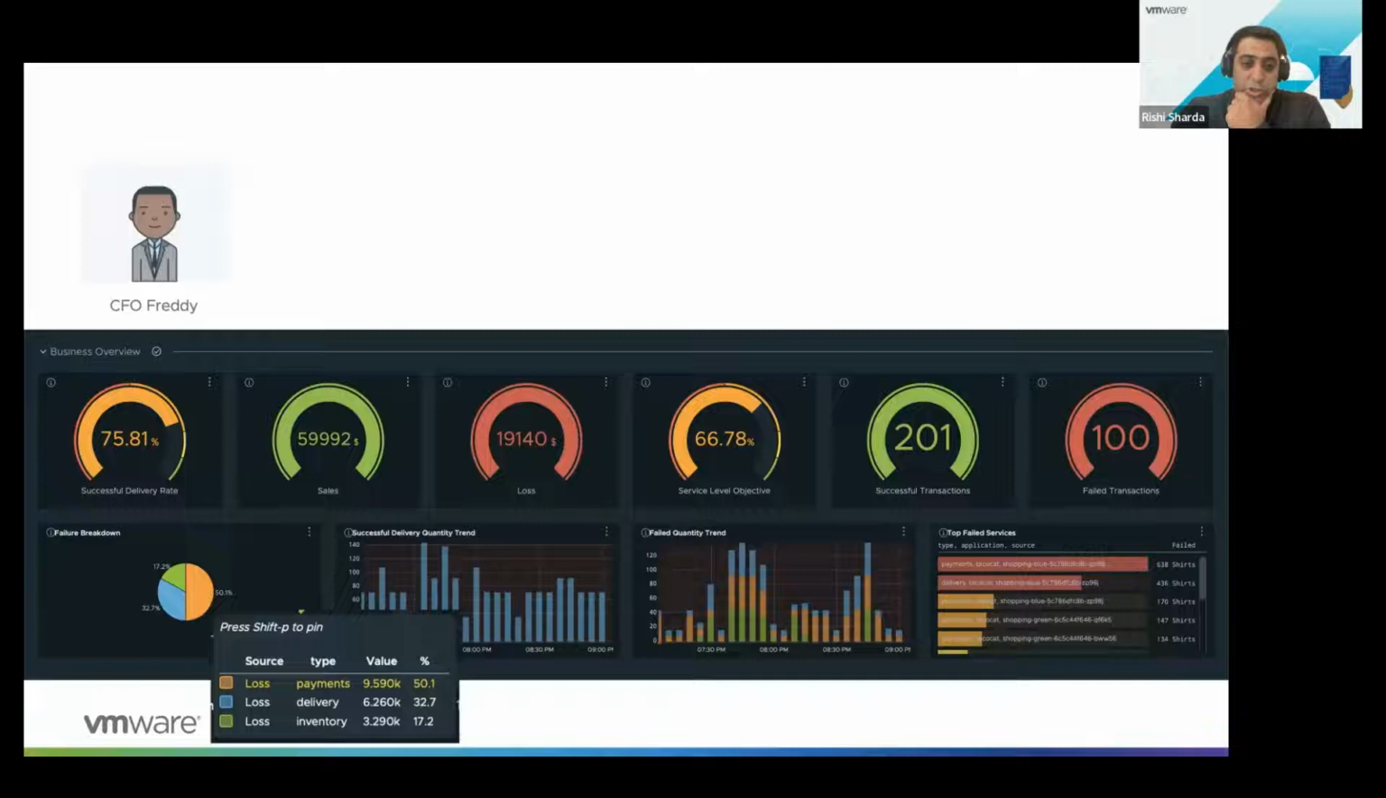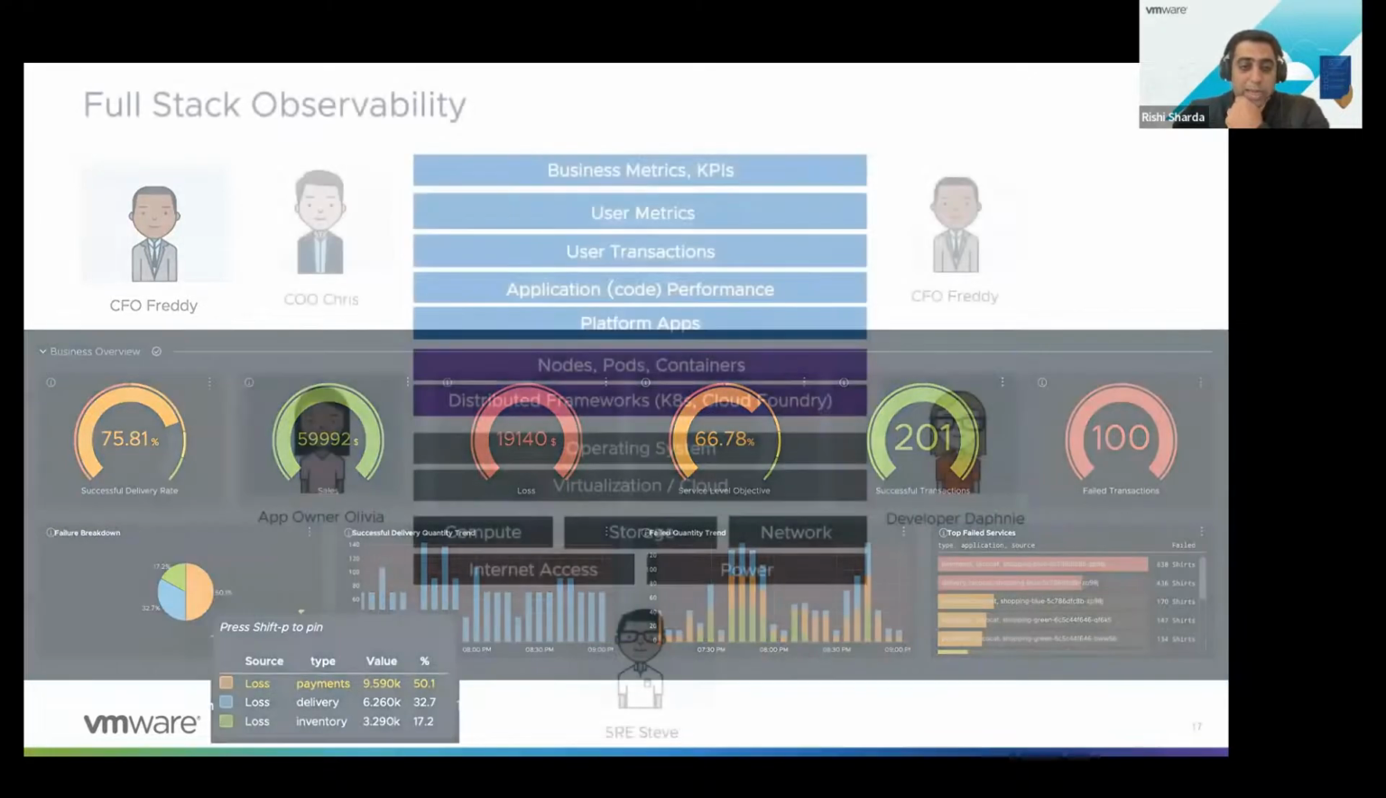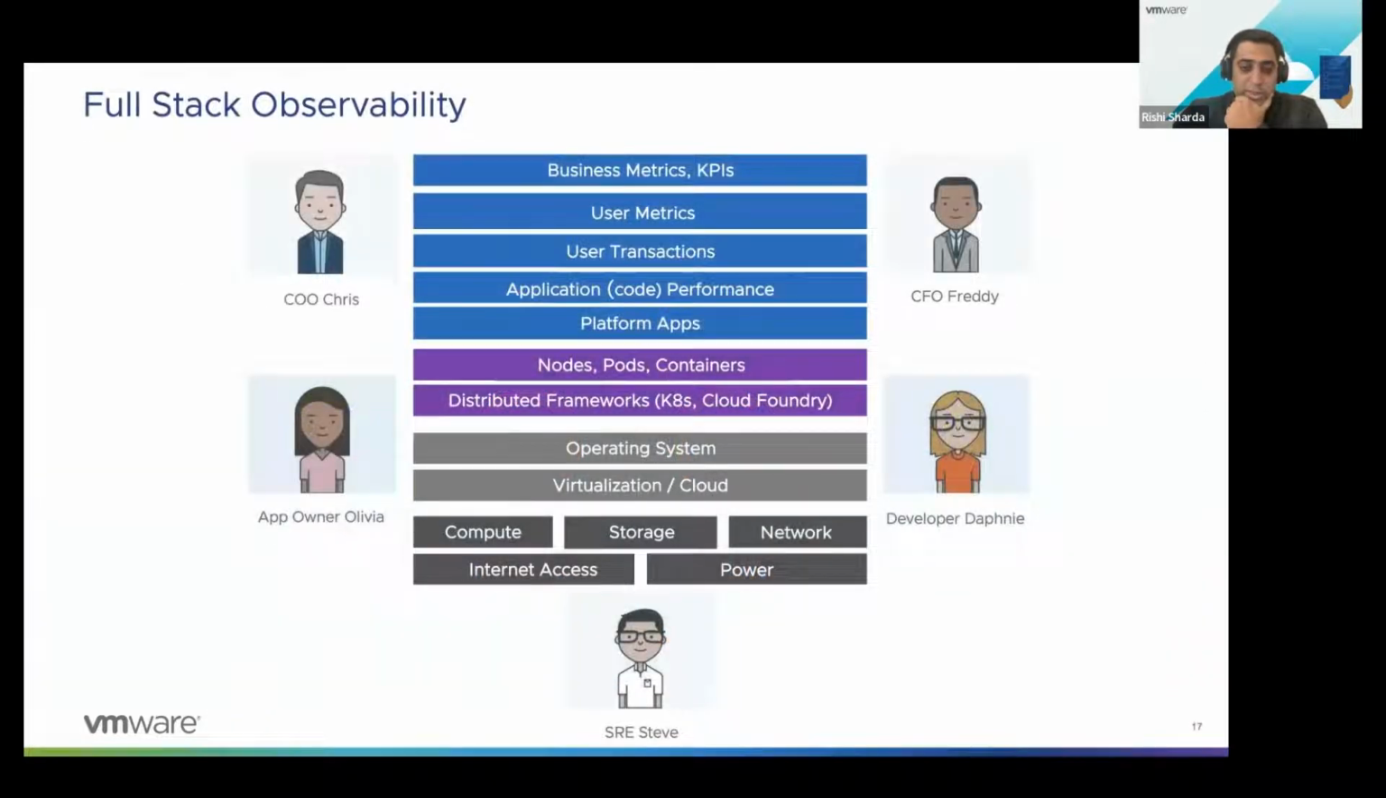Now, this sort of scenario happens almost in every organization. And that's where you need full stack observability. Now, when we talk about full stack observability, we mean starting from business metrics to user metrics to application performance to the platforms to the underlying virtual infrastructure or cloud infrastructure, whatever you might be using. And if you have physical infrastructure, even that, right?